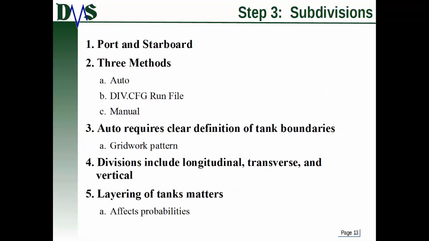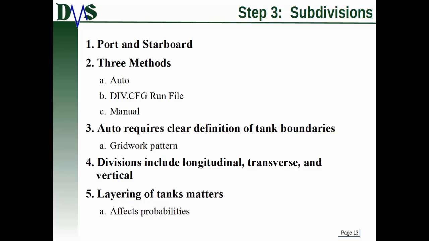Now, there's a port and starboard, so it's allowing for the fact that these will be an asymmetric hull, basically. And there are 3 different methods that you can use to define your subdivisions. You can do the auto method, which is a big time saver, you can do the div.cfg, which is a run file, or you can use the manual method. So again, you can find lots of information about this in the DamStab2 manual.